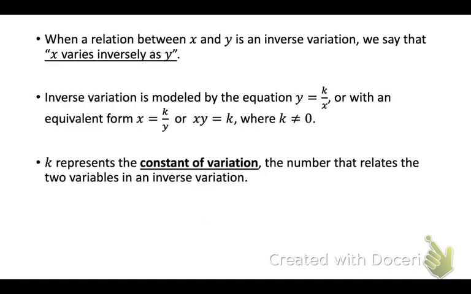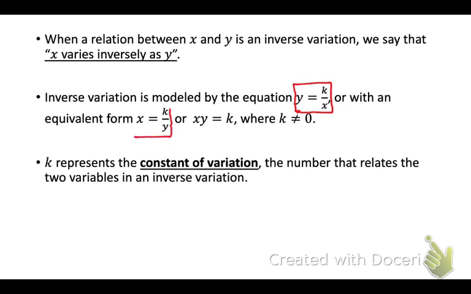When a relation between x and y is an inverse variation, we say x varies inversely as y. That's just what we say. Inverse variation is modeled by the equation. This one's important. Equations are important, yes? Inverse variation is y equals k over x. Or with the equivalent, x equals k over y.